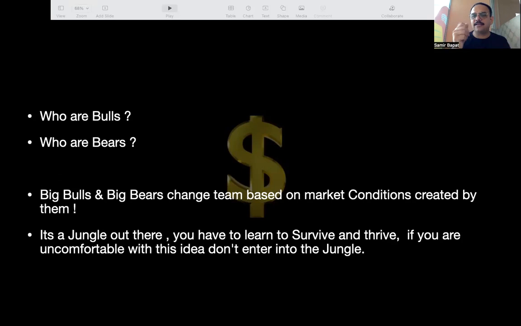If you learn, then only you will earn a lot of money. If you are not learning how to survive, or if you are not comfortable with the idea that this is a jungle out there and we have to follow the laws of the jungle, we have to be alert, we have to study things, we have to find finer things in the jungle to earn big money and survive. If you are uncomfortable, then most likely stock market is not for you. But if you are comfortable, you are okay, that okay, it's a jungle, so what, we will rule the jungle.